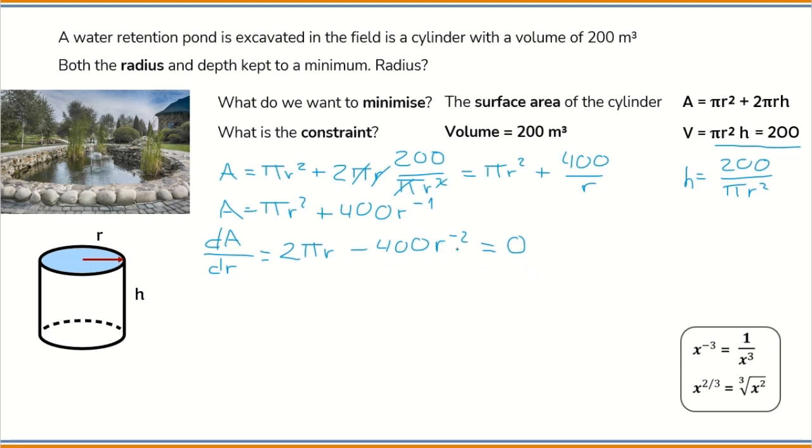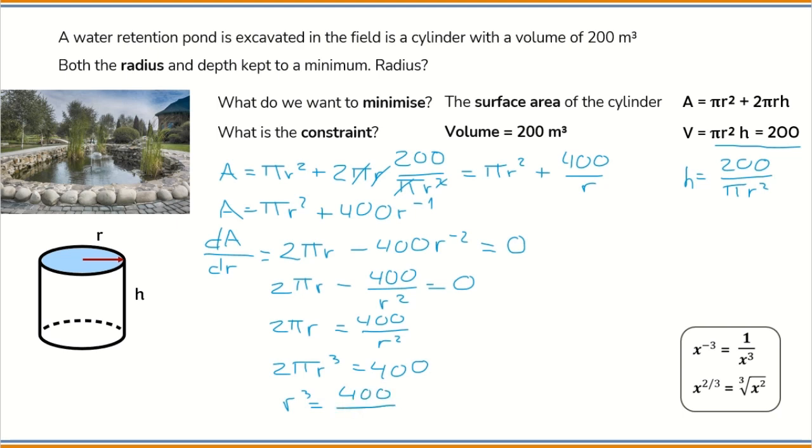We need to apply again the law of indices to this term. So 2 pi r minus 400 over r squared equal 0. 2 pi r equal 400 over r squared. If I times r squared both sides of the equation, 2 pi r cubed equal 400. If I divide by 2 pi both sides of the equation, r cubed equals 400 over 2 pi. And this is 200 over pi. So r is the cube root of 200 over pi.